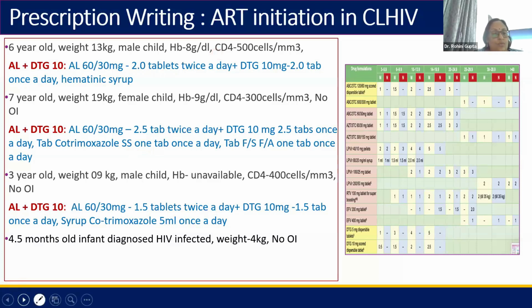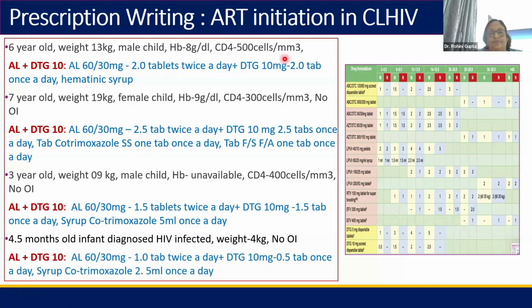Okay, so the answer would be, AL and DTG 10 is the ART regimen, and AL 60-30 is 1 tablet twice a day. If you look at this 60-30, weight between 3 to 5.9 is one tablet morning, evening, twice a day, while DTG 10 milligram is 0.5 tablet once a day. This is the only time when the dose is just different. And syrup cotrimoxazole is 2.5 ml once a day. Thank you so much for participating.